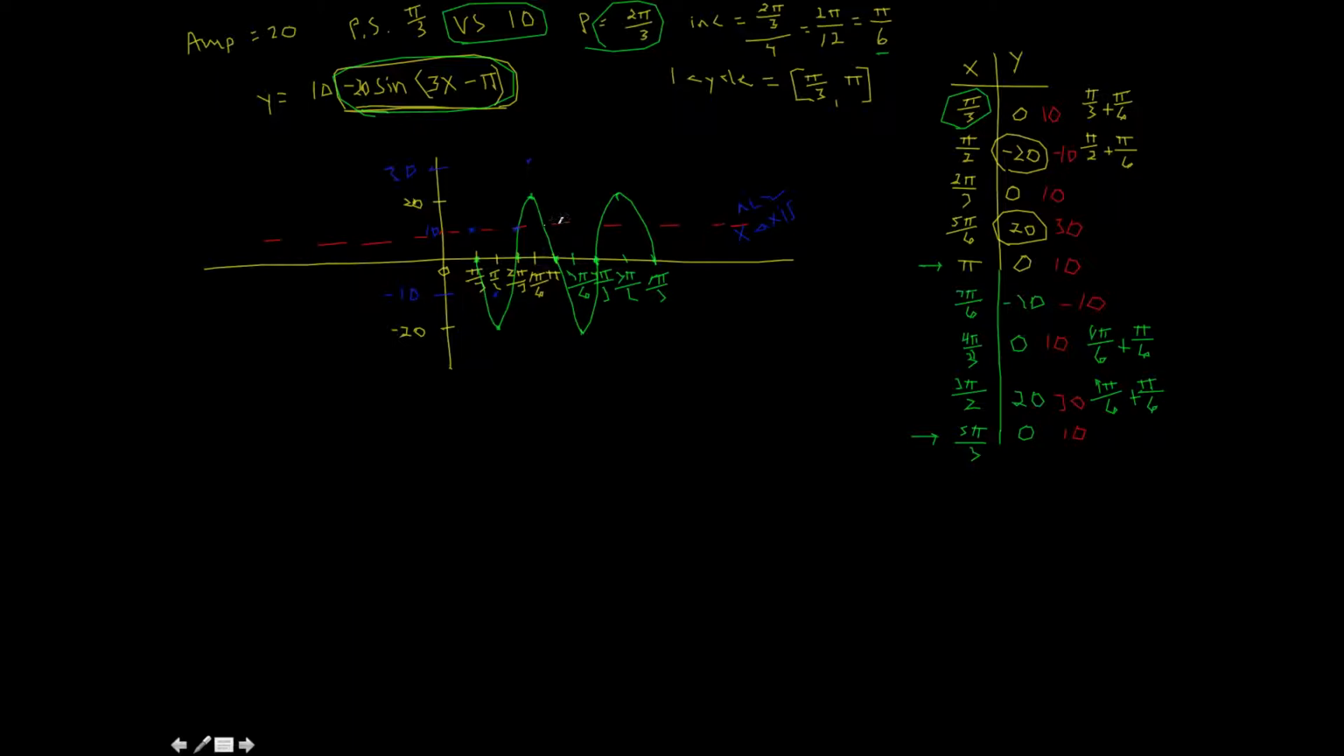Pi, 10, that's going to be on the new x-axis. 7 pi over 6, negative 10, that's going to be down here. We've got 4 pi over 3, 10, that's on the new x-axis. And we have 3 pi over 2, 30, so it shifted that top part of our graph up 10. And 5 pi over 3, 10, so that's back on the new x-axis.